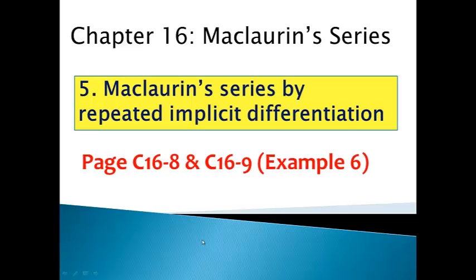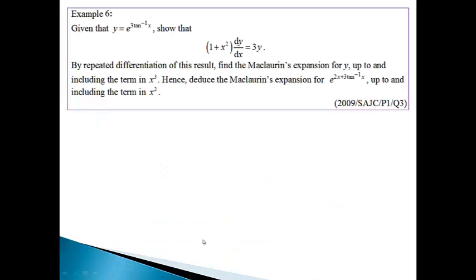Alright, this video is on Maclaurin series by repeated implicit differentiation. Example 6. Let's look at the first part of this question. Given that y is equivalent to e to the power of 3 inverse tangent x, show the following equation. So how do we show?